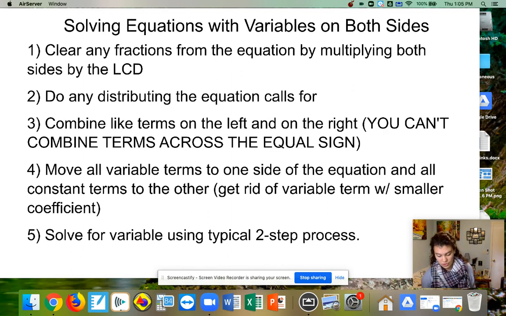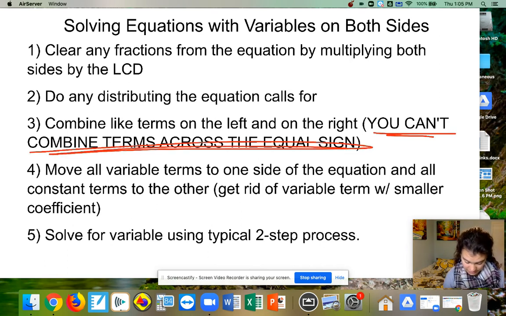All right, so here are your instructions. You want to clear any fractions if possible, just to make it easier. And then distribute anything you have, so it's all distributed out. Combine any like terms you have, but not across the equal sign, right? And then move all the variables to one side, all the constant terms to the other side. Usually you want to subtract or get rid of the variable with the smaller coefficient, but you don't have to. And then solve like you normally would.